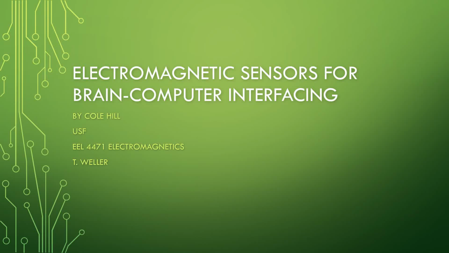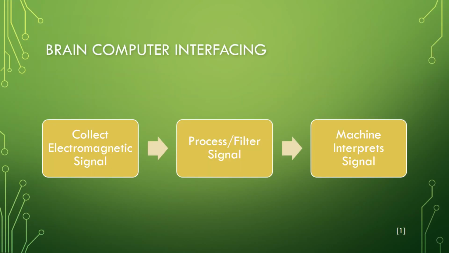Hello, this is my presentation for electromagnetic sensors for brain-computer interfacing. You may ask, what is brain-computer interfacing? Brain-computer interfacing is the controlling of computers using only your thoughts. This process can be broken down into three parts.